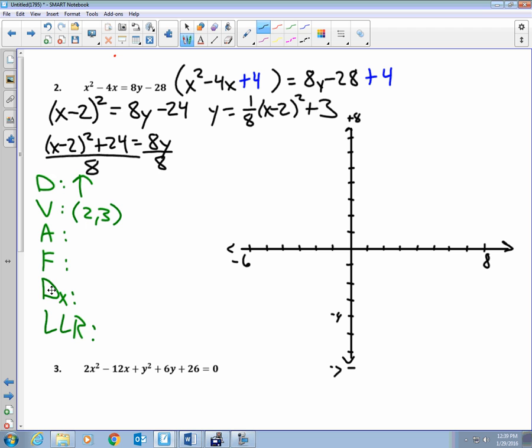All right, here we go. So I plot the vertex at 2, 3, over 2, up 3. And then the axis of symmetry, is it going to go vertical or horizontal? Because it opens up, it will go vertical. And so I draw it, and then I name it. Name that line. Yeah, I'm so proud of you guys.